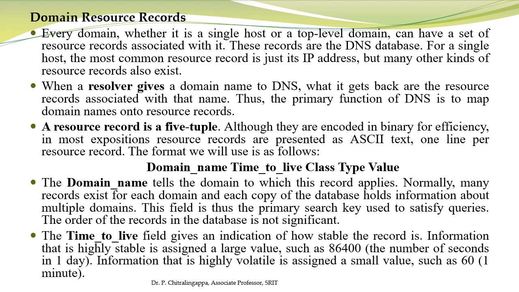A resource record is a five tuple: domain name, time to live, class, type, value. So these are some of the components. The domain name tells the domain to which this record applies. The time to live field gives an indication of how stable the record is.